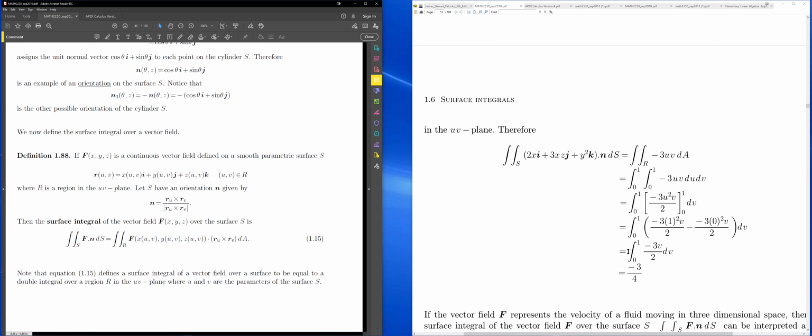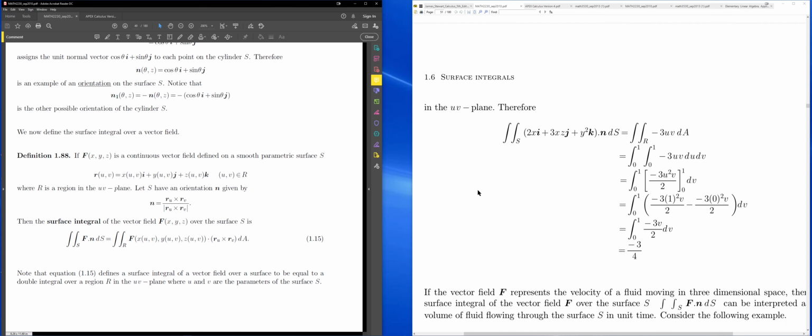And now this is just normal integration of a single variable. When you integrate this, you're going to get minus 3v squared on 4. And when you put a 1 into it, and you put a 0 into it, you're going to get minus 3/4 minus 0, which is minus 3/4.